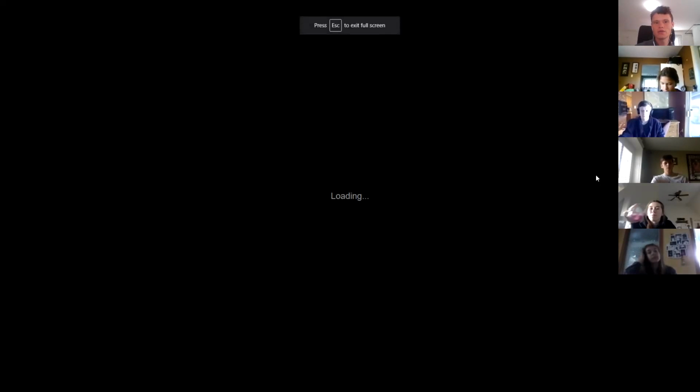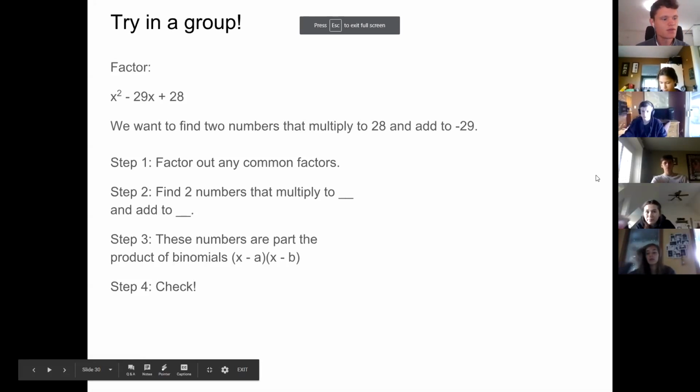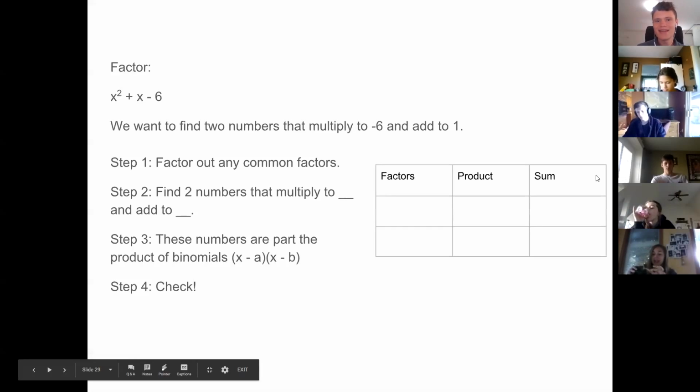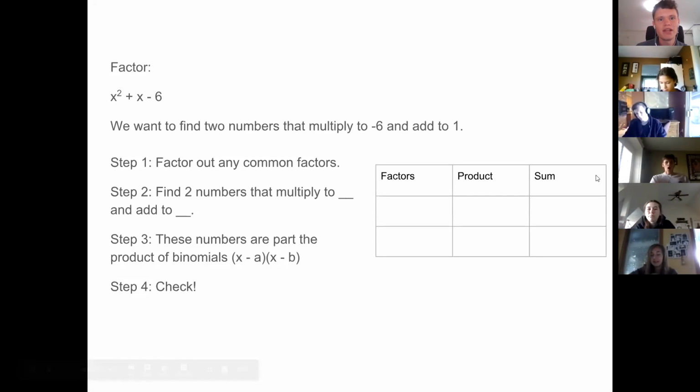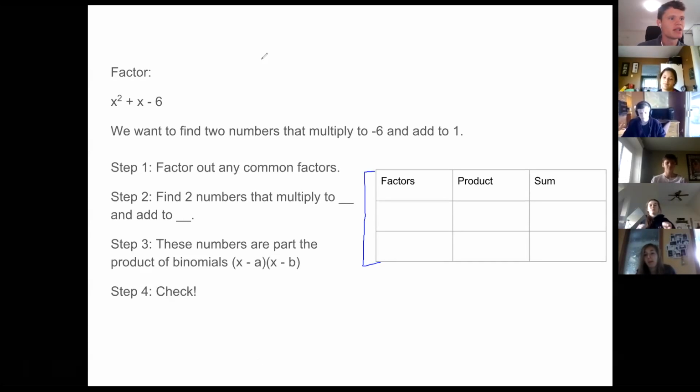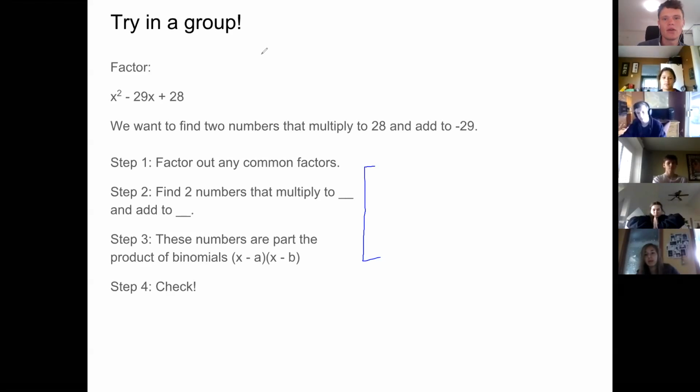I worked with one set of students where we saw that instead of having to do a big table like this one here, you can simplify it pretty nicely.